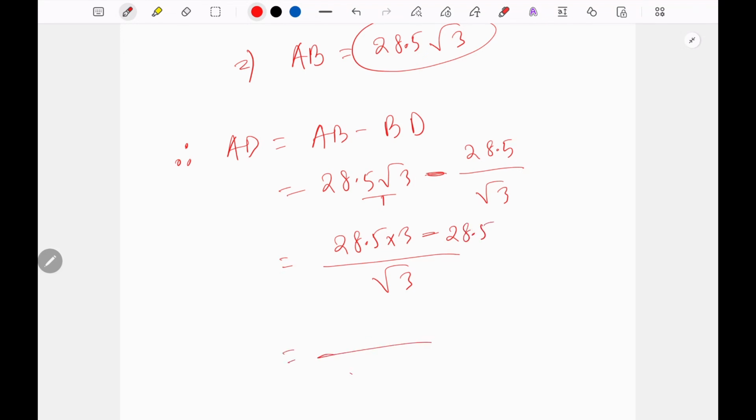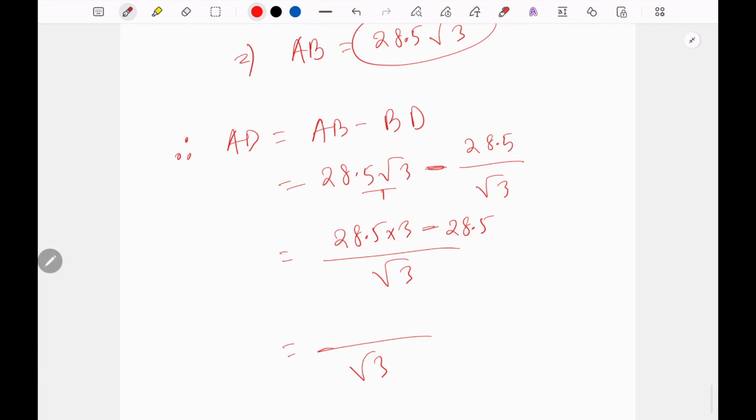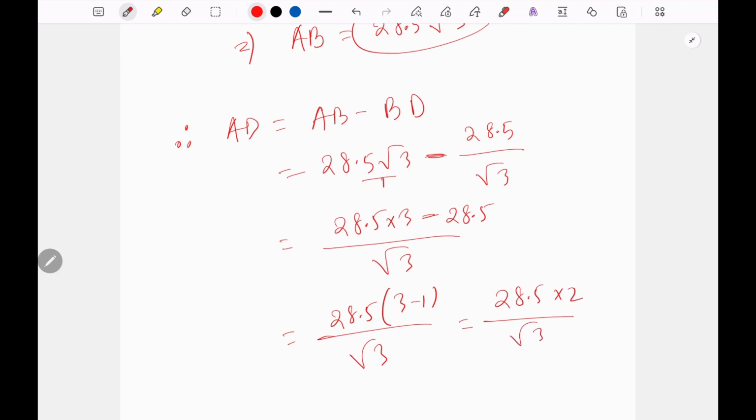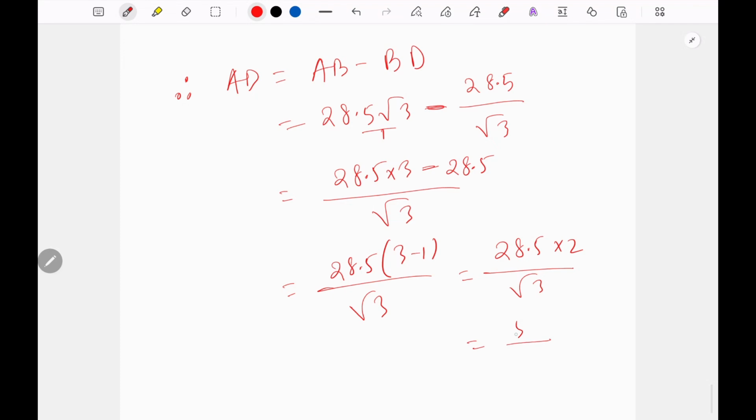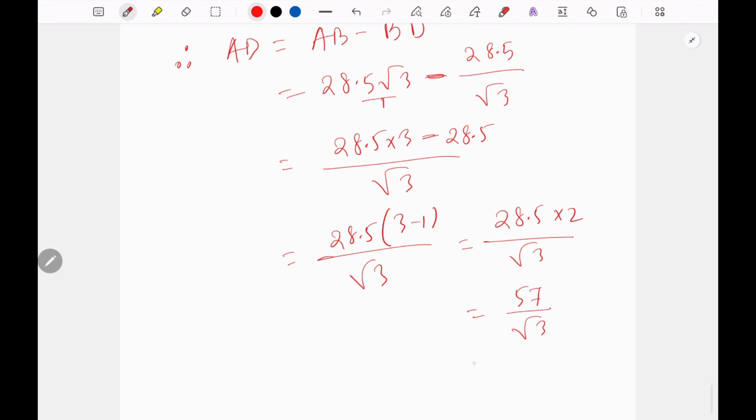So now we can write this. See, we can take 28.5 common. So this is 3 minus 1, that means ultimately 28.5 into 3 minus 1, which is 2, divided by root 3. So 28.5 into 2 means 57 divided by root 3. Now see, root 3 is in the denominator, so to cancel this, write 57 as a multiple of 3. So 57 we can write as 19 into 3 divided by root 3.